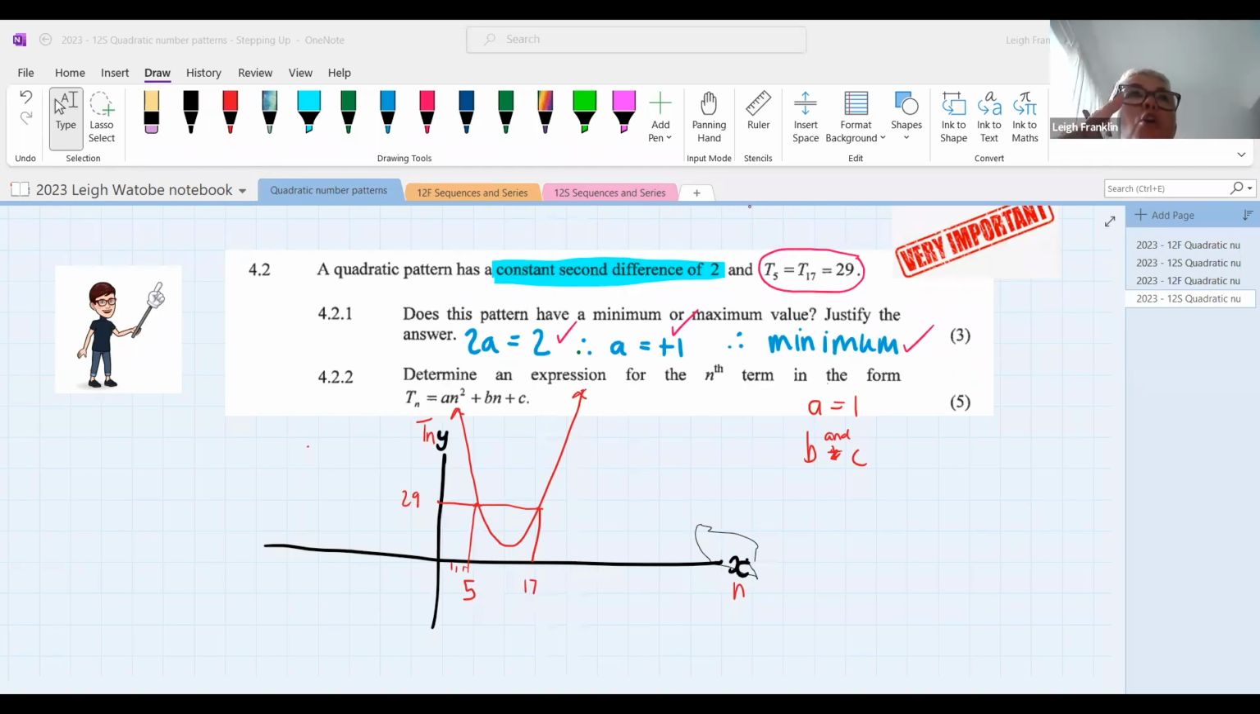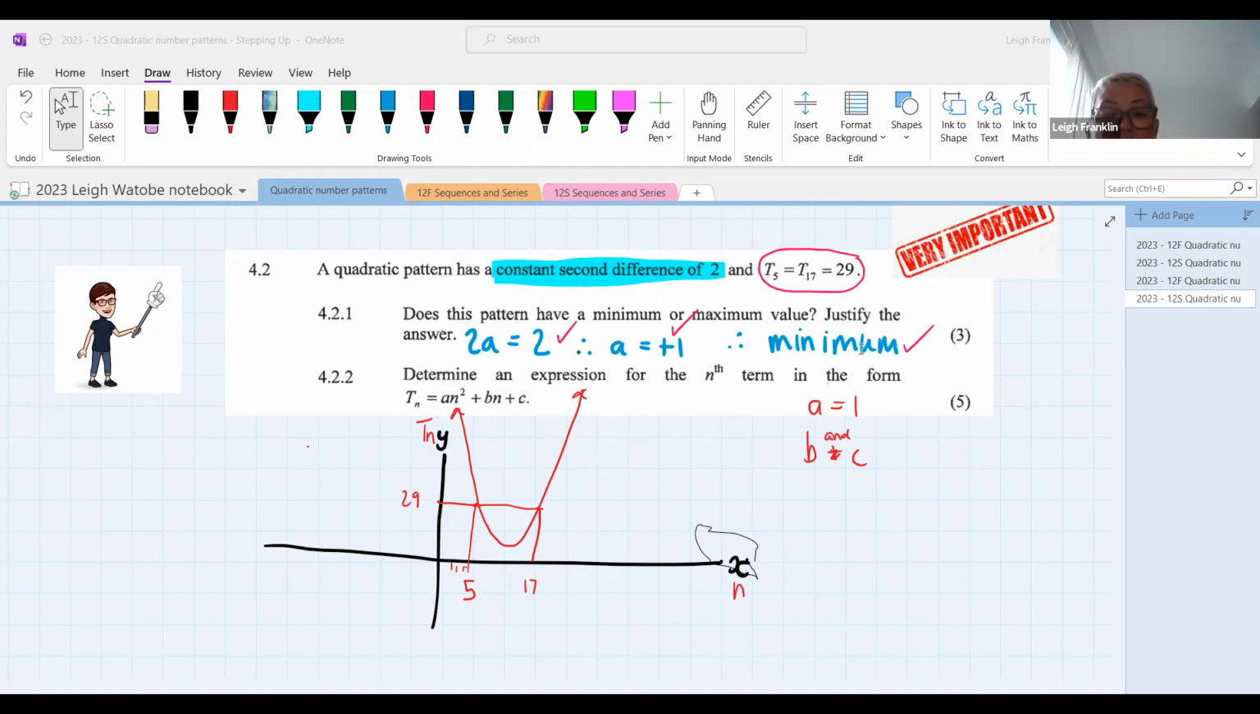We do not know any more about the number pattern. Remember, we don't know the quadratic number pattern. We don't know its first, second, third terms. We don't know its first differences. All we know is what its second difference is. So the only way that you can do this, and somebody else said this over here, is by substitution. Someone said substitution. Yes, so we're going to use substitution, and we're going to solve simultaneously.